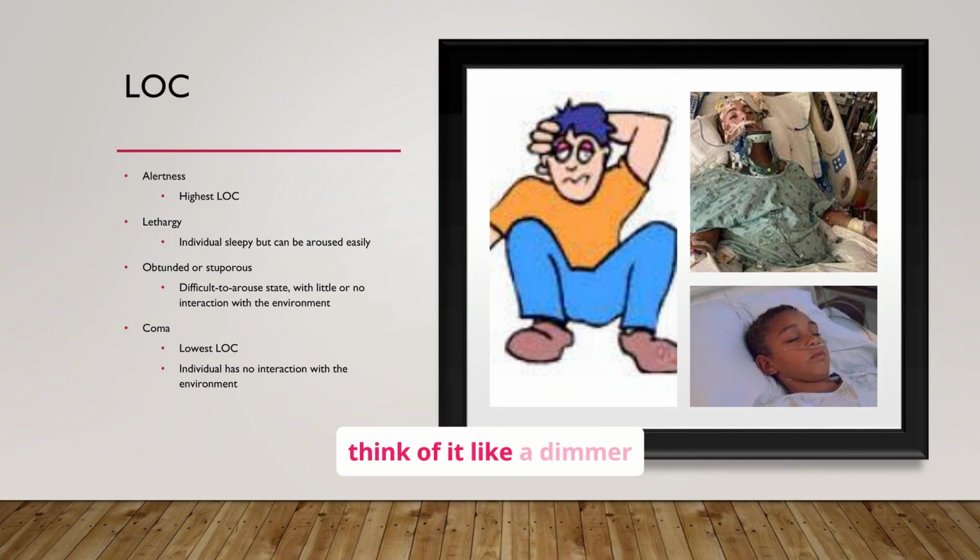You can think of it like a dimmer switch. As brain function declines, the light of awareness gets dimmer and dimmer until it's off completely in coma.